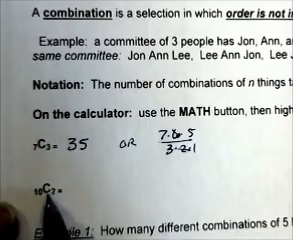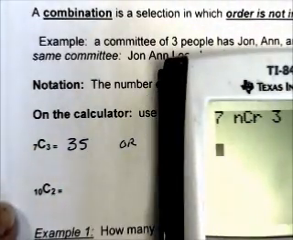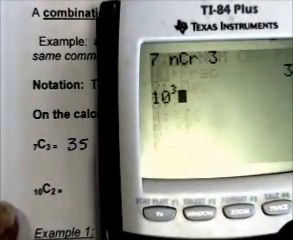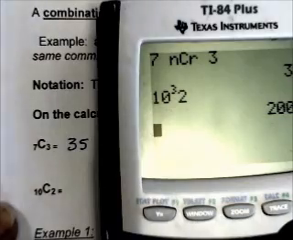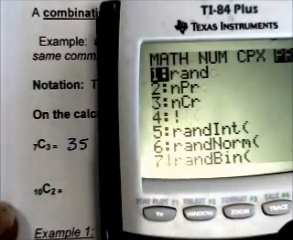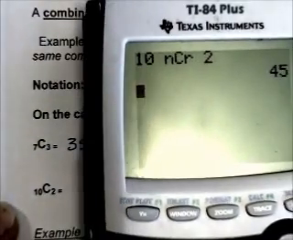10 choose 2, go to the calculator, 10 choose 2. Press the wrong thing again. 10, math, probability, 3, choose 2. It is 45.